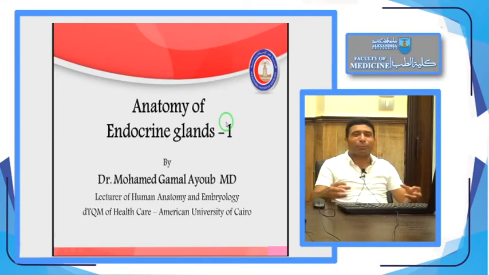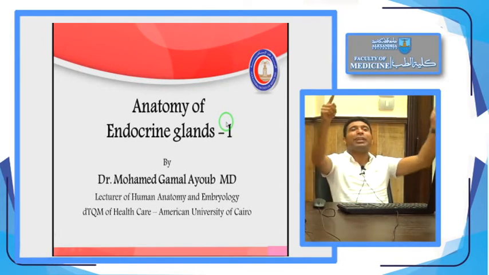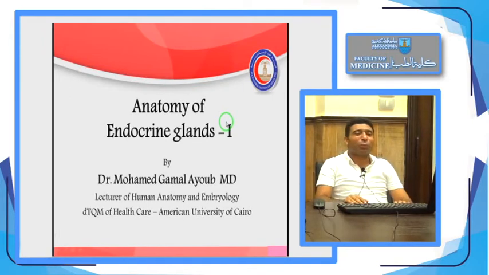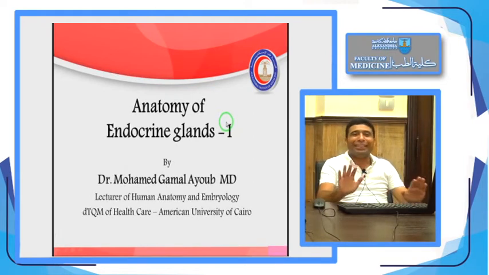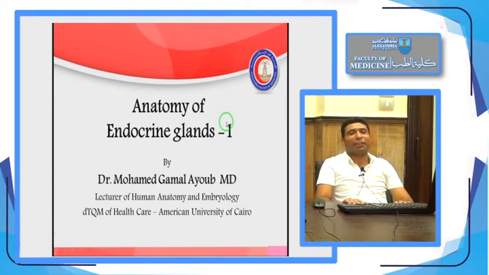The hormone that is produced by the endocrine gland makes what is called the negative feedback, saying to the hypothalamus and to the anterior pituitary, please stop, I'm released in a sufficient amount. Thank you. So this negative feedback regulates the hormones' secretion.